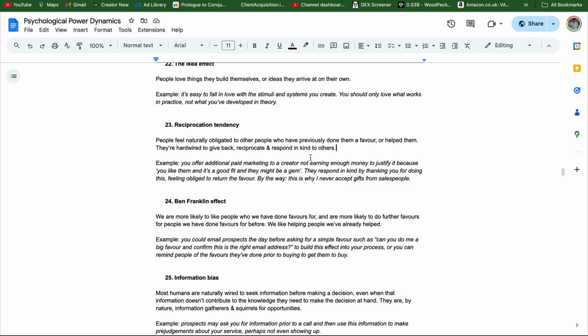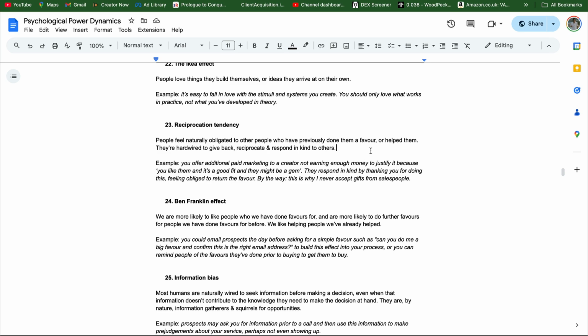They're hardwired to give back, reciprocate, and respond in kind to others. For example, if you sign a creator that you think is going to be a gem, but she's not making enough money yet, and you lose money to give her some level of paid marketing because you want to keep her, because she definitely is going to be a gem.